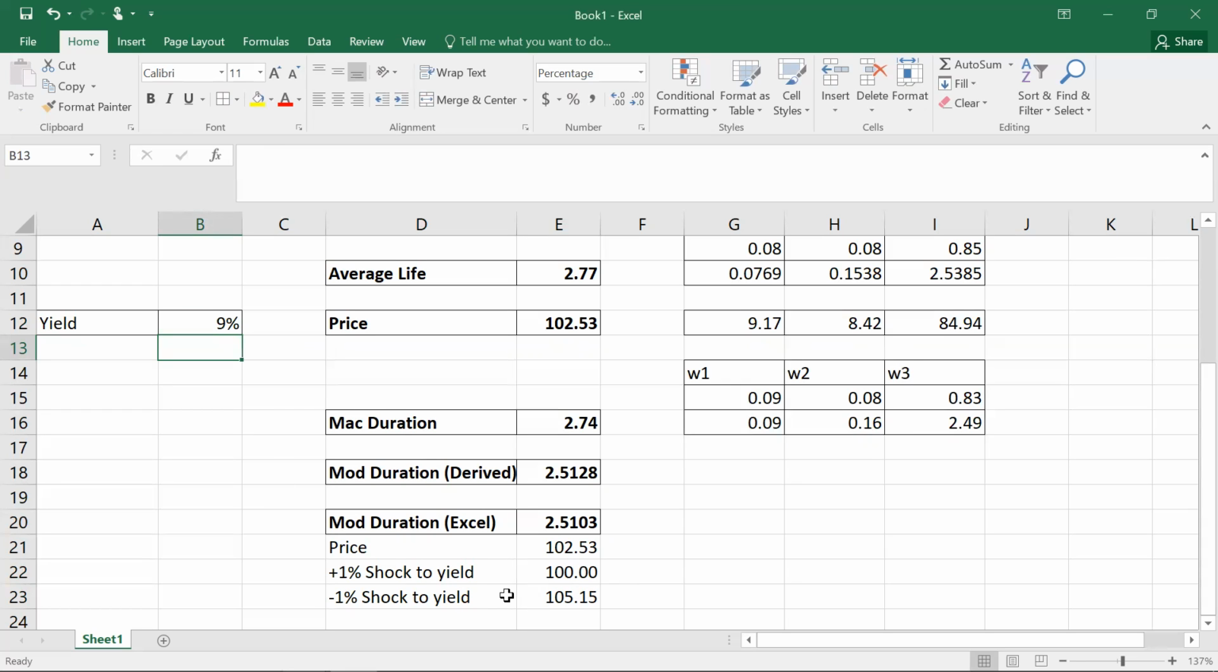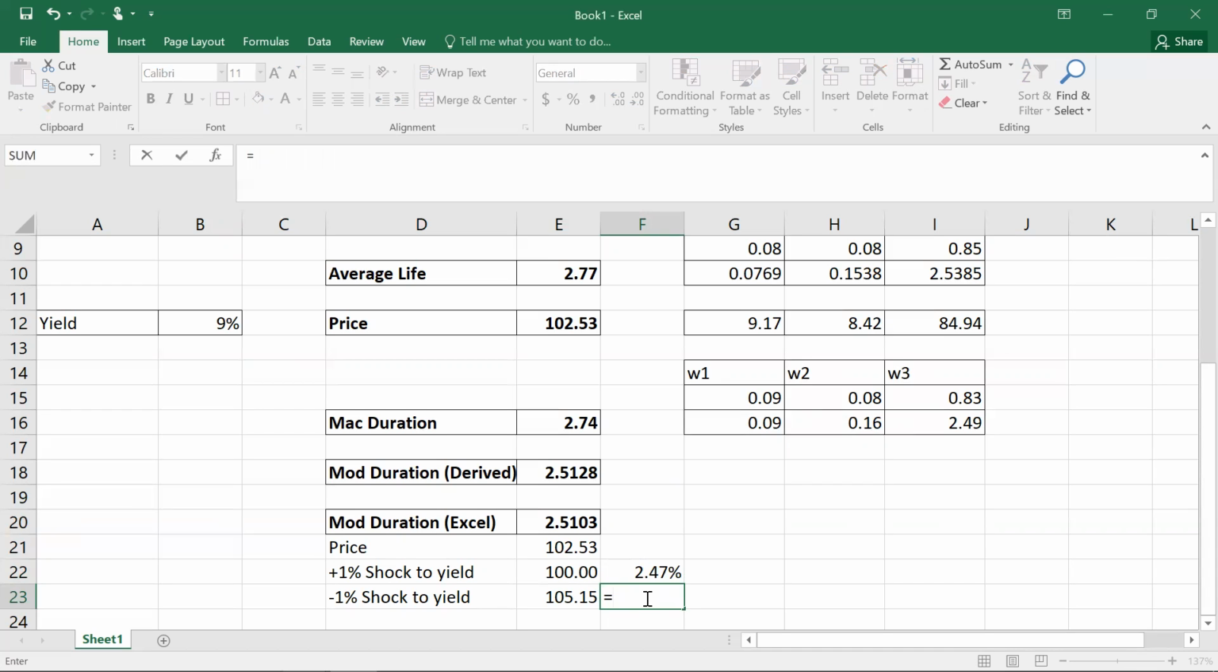So what does it indicate? When the yield increased by 1%, the value of the bond declined from 102.53 to 100. So what has been the change in price? The change in price is 102.53 minus 100, from 102.53. So this is the percentage change.